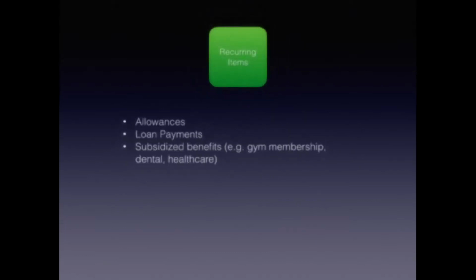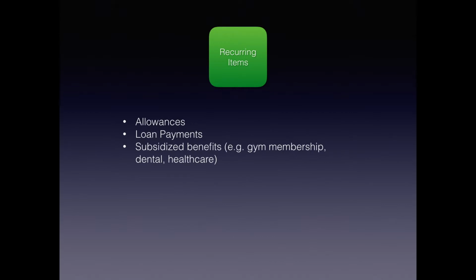Next would be recurring items. Recurring items are those other payments that you credit or debit to employees every payroll. This might be for a preset period of time or in perpetuity. It's important to clarify that the amounts of these recurring items may vary from payment to payment.